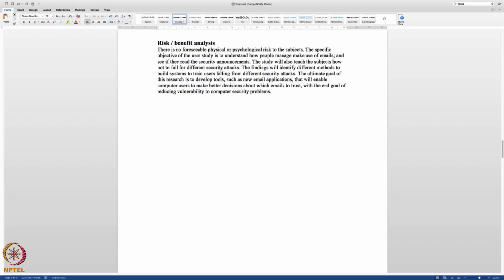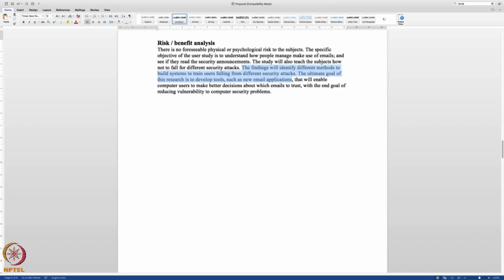The specific objective of the user study is to understand how people make use of emails and see if they read the security announcements. So that's the goal of benefit for doing the study. The study will also teach the subject how not to fall for different security attacks. The findings will identify methods to build systems to train users against falling for different security attacks.